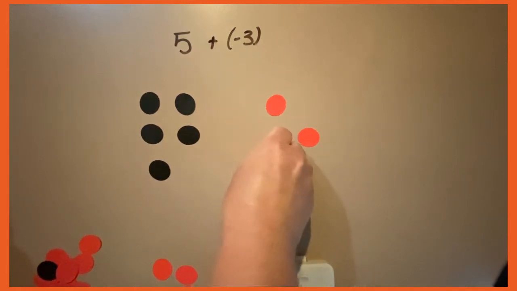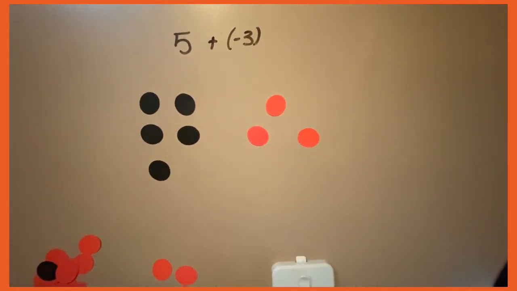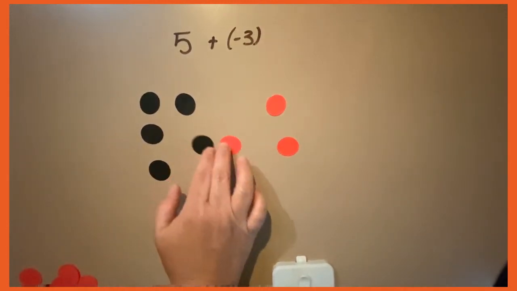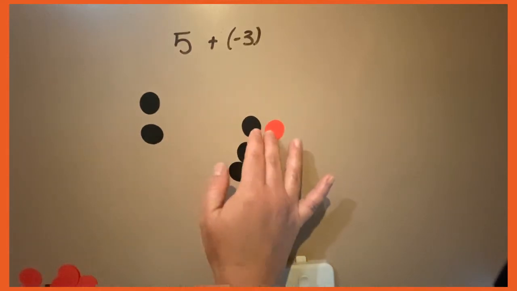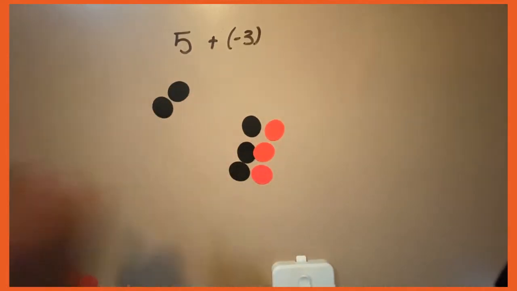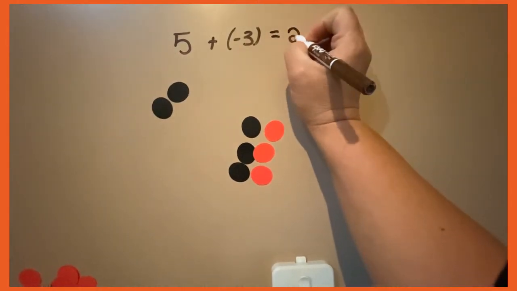I can flip this one. And now some of these guys are going to cancel. So those go together, those and those, and I'm only left with a positive 2 that didn't cancel out. And we know that that's the answer to that problem, don't we?